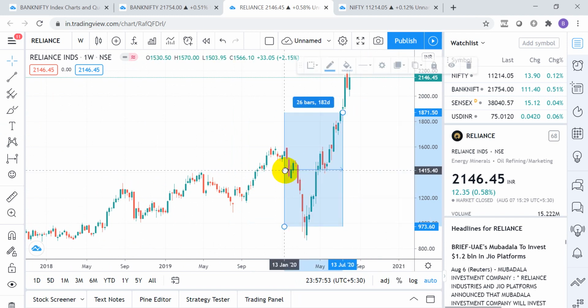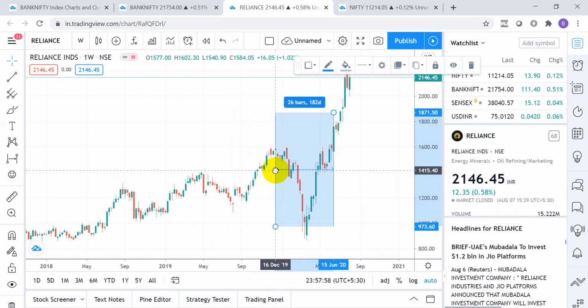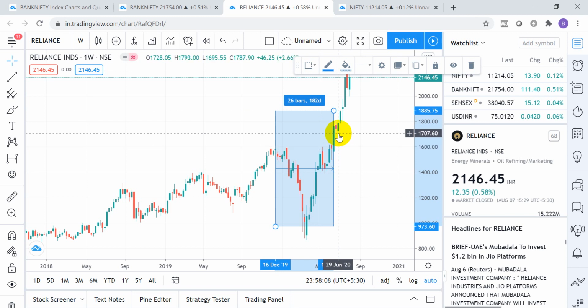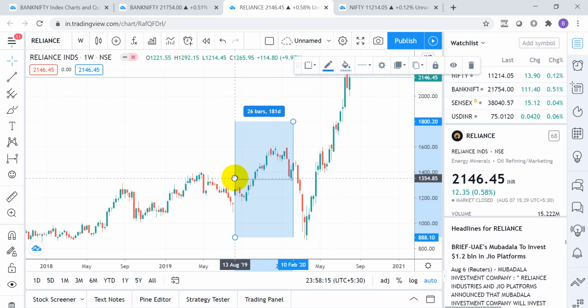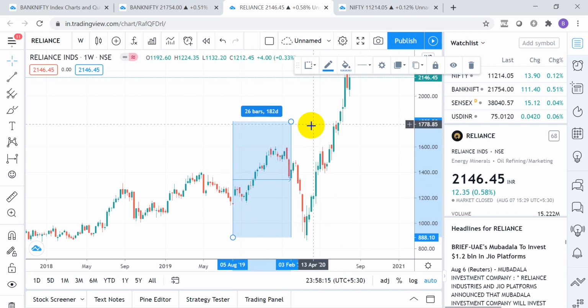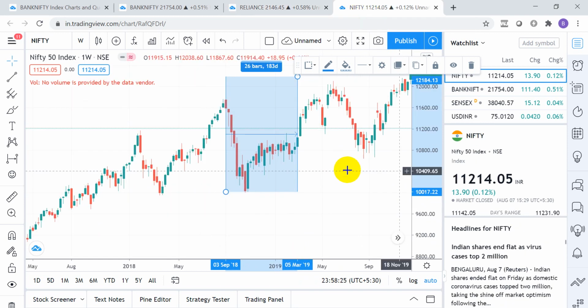So I'll take this top, and from here, if I calculate 26 bar, it will come here. So this week only we got a rally of 10%, and from there this stock has been going up. So if I take this bottom and from here if I calculate 26 bar, it comes to here. So it gave a good up move, and once this low was broken, a good down move also came in. Now let me take an example of Nifty.